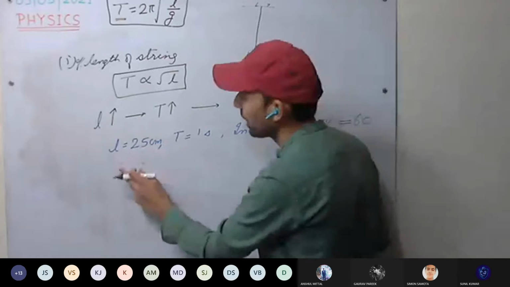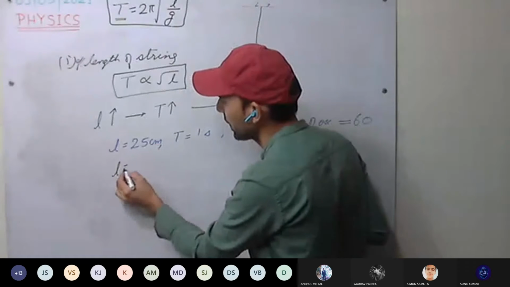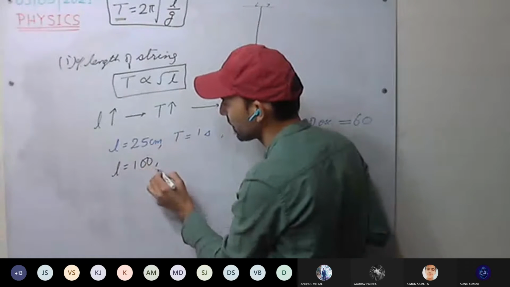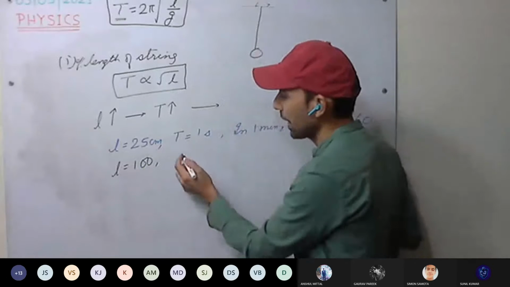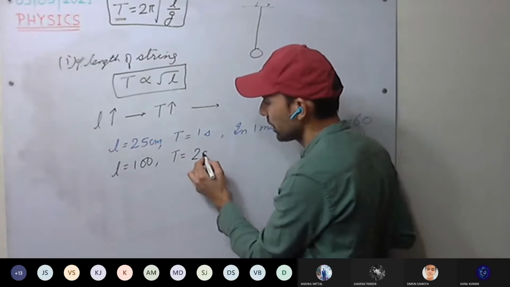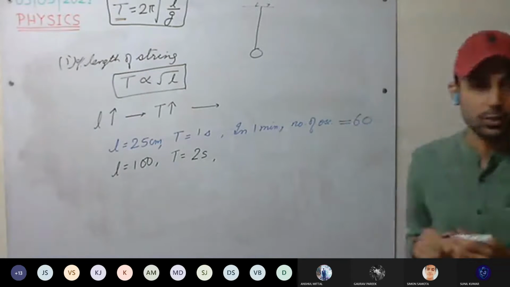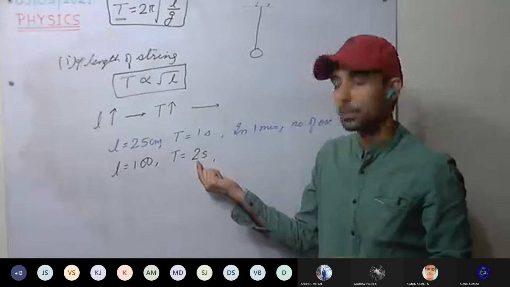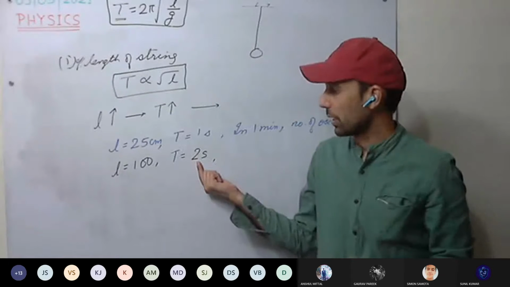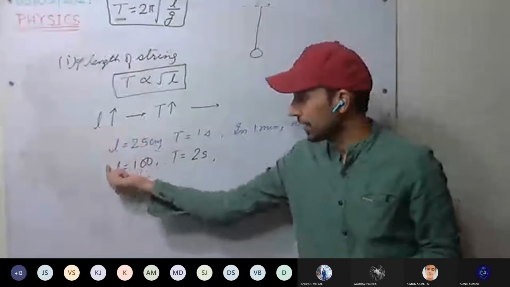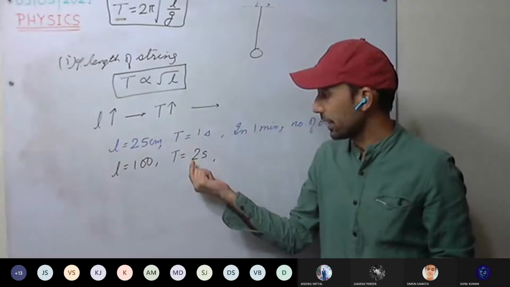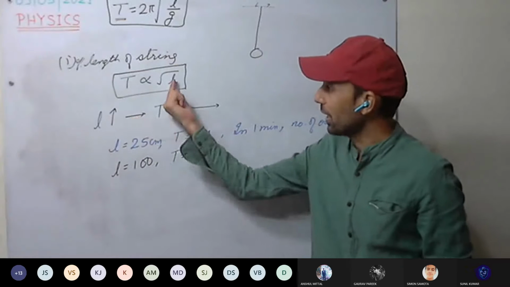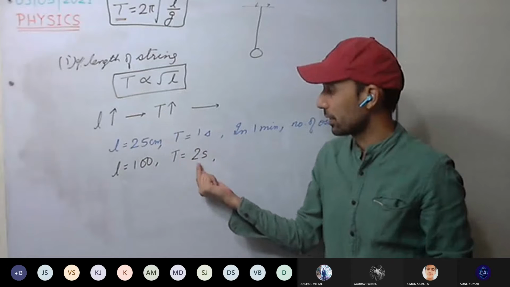Okay, now I have increased the length. For example, I made it 100. Time period became how much? 2 seconds? Yes or no? For example, when length is 100, time period has become 2 seconds. So when I have increased the length, time period has increased. When length increases, time period increases.